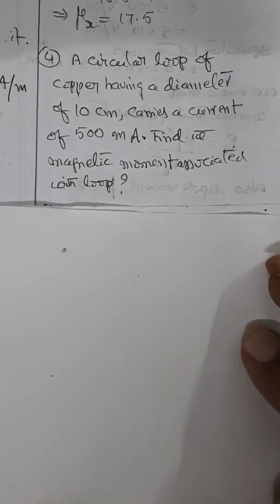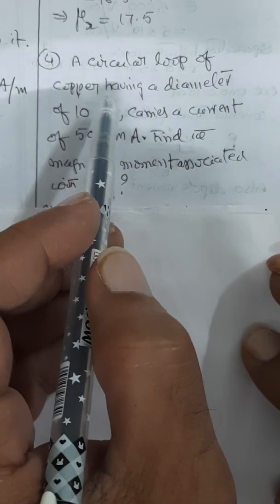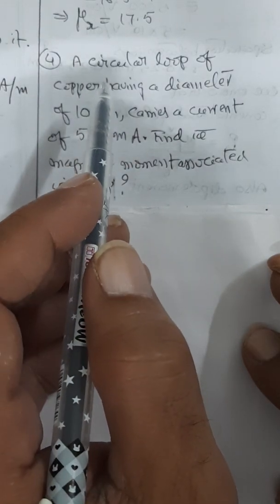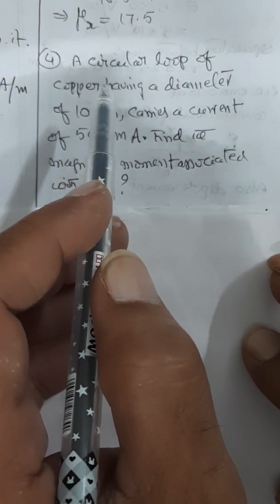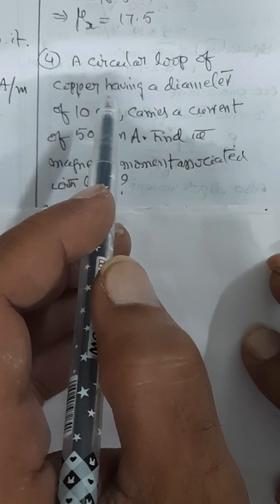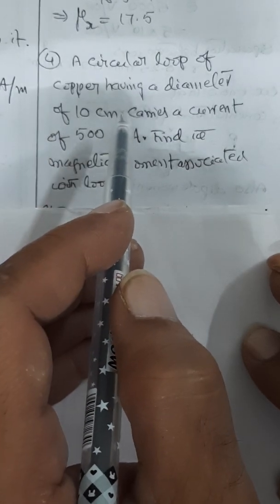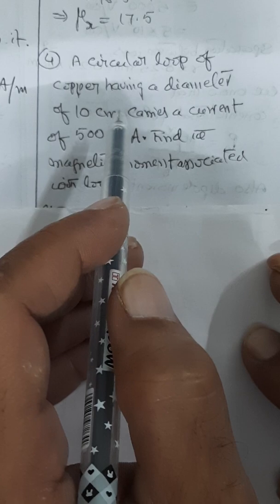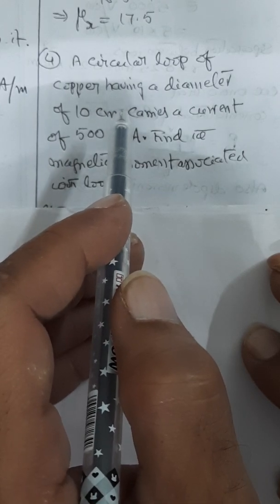Let us solve yet another problem. A circular loop of copper having a diameter of 10 centimeter carries a current of 500 milliamperes. Calculate the magnetic moment associated with the loop.